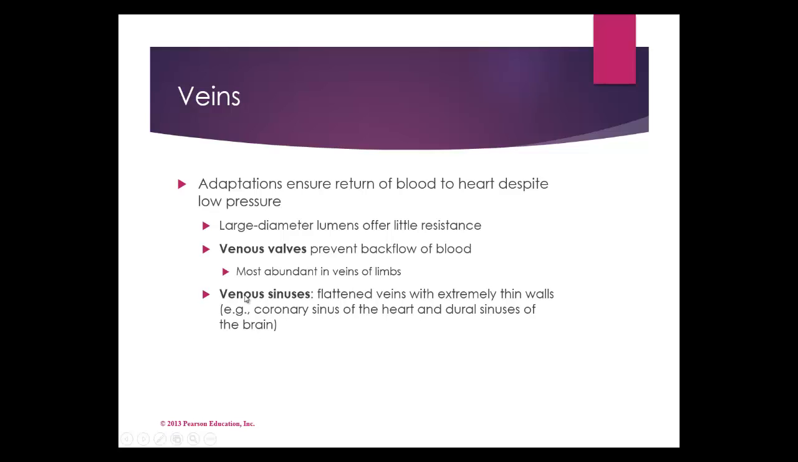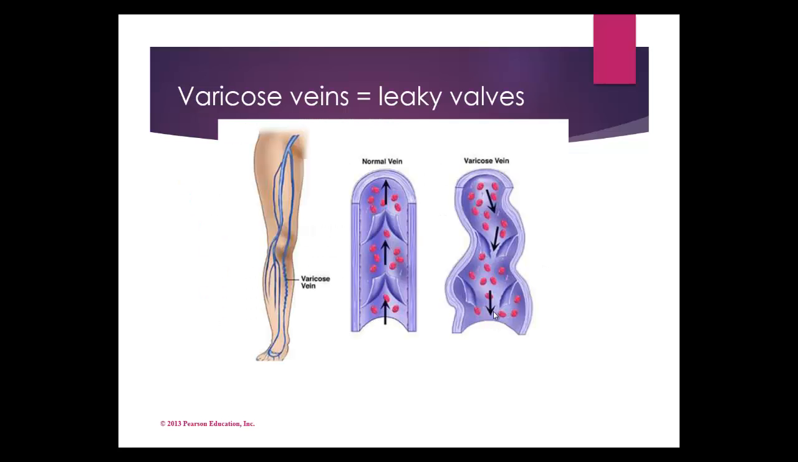And then we have special veins that have very thin walls that are influenced by the tissues around them, and that's the venous sinuses. We talked about the coronary sinus on the surface of the heart as receiving blood from the different veins, cardiac veins on the heart. And there's also one we find, the dural sinuses, lying over the brain under the dura mater.